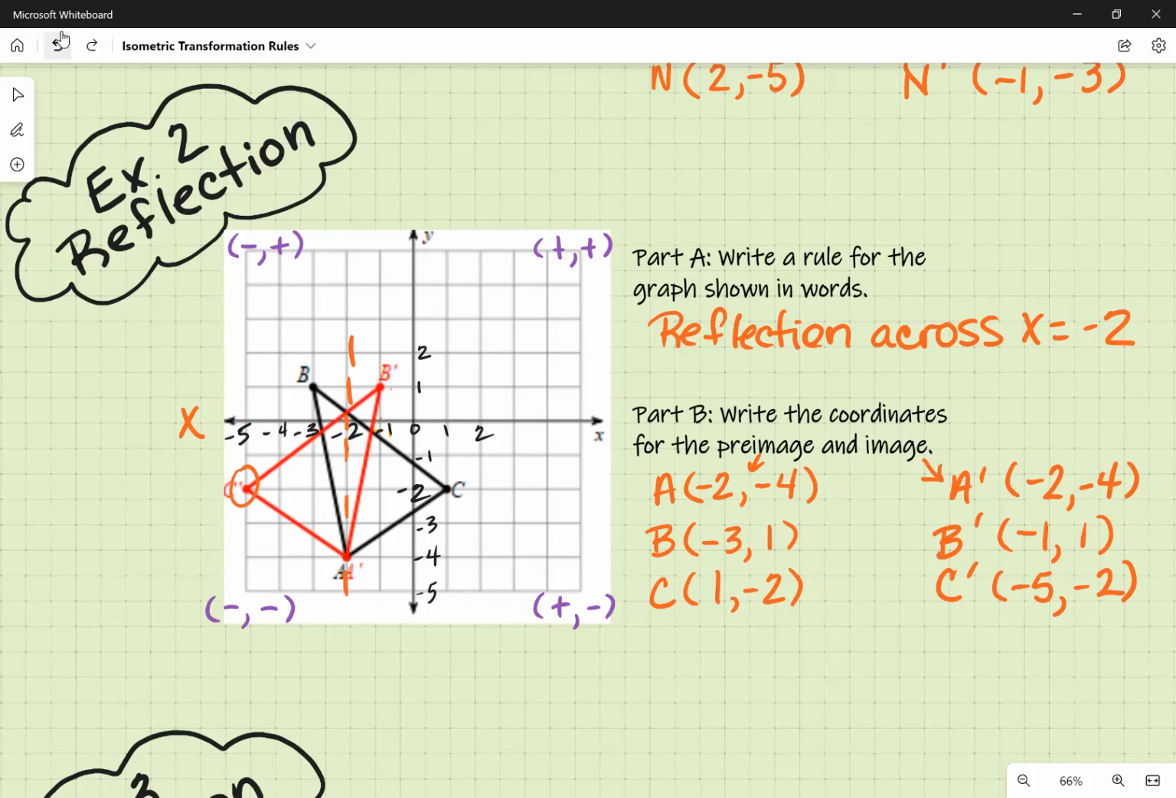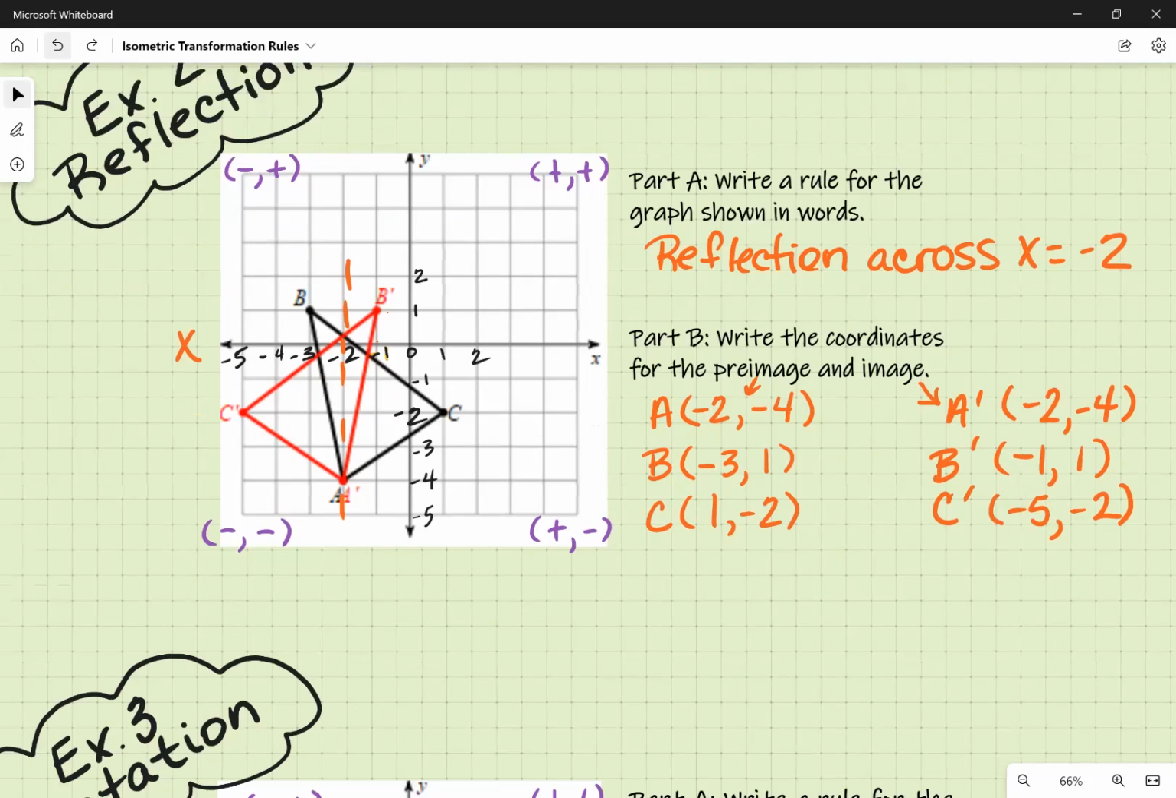And I see I'm in quadrant 3, which means that both of my signs should be negative, which they are. So that's how you can double check that. What I also noticed is that my Y values did not change. They're exactly the same, and that's based off of one of the rules up there.